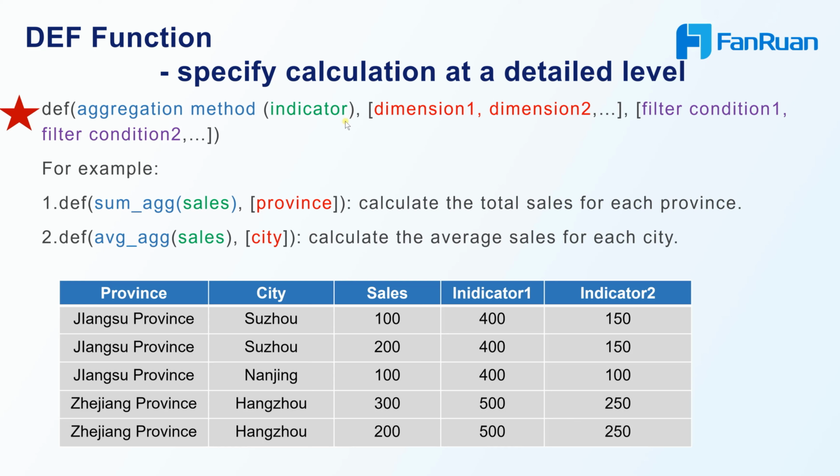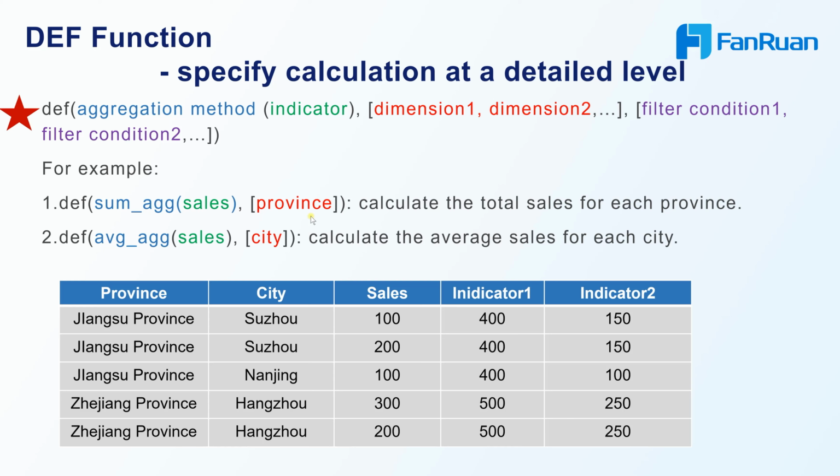It specifies which indicator to aggregate and how to aggregate it. Second, the dimension or granularity. This indicates the level at which to perform the aggregation, like province or year-month. Finally, the filter condition. This is optional and can be left out in some cases. We will cover this later.